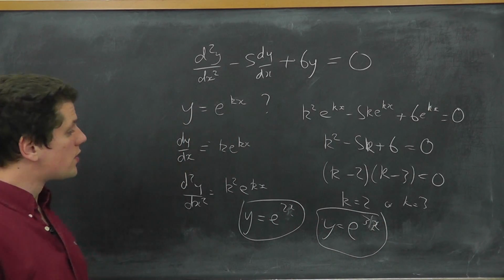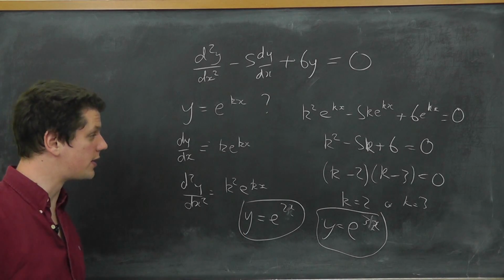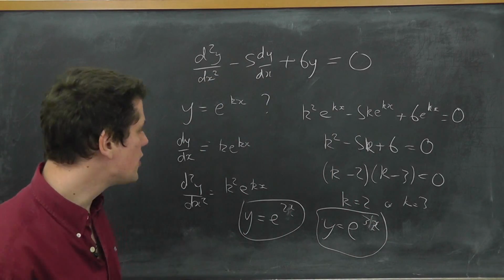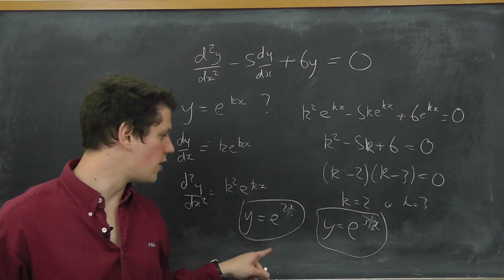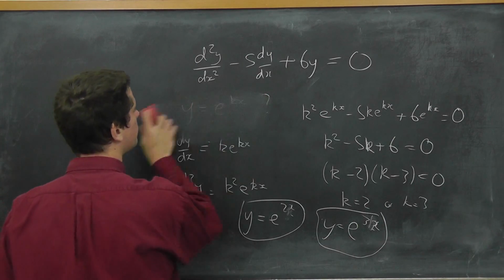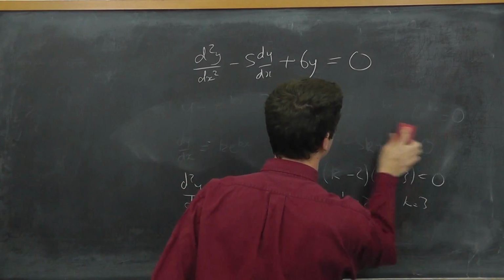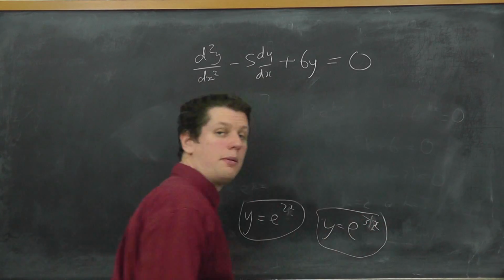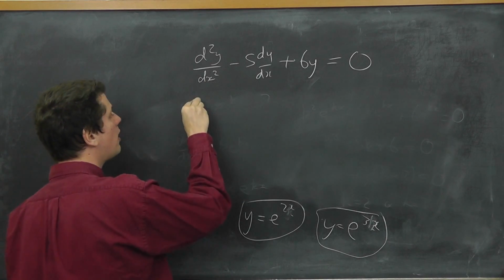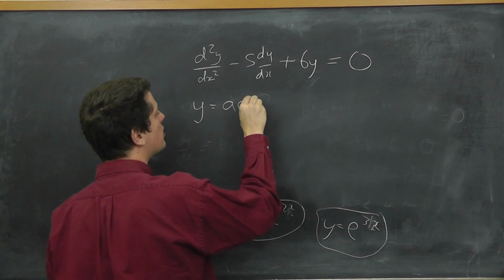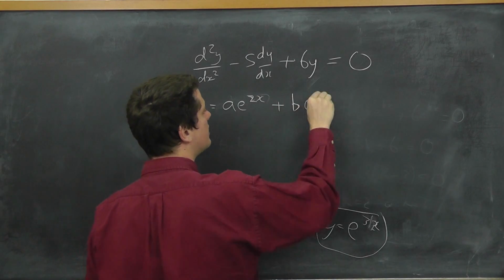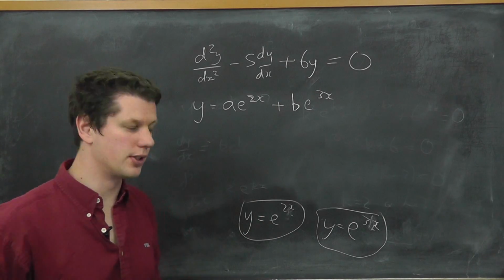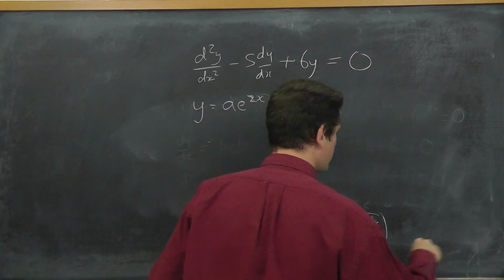That's only two solutions. We should ask ourselves, can we find more? Are those the only solutions? Are there more lurking? And in fact, there are many more out there. What we can do is take linear combinations of these two solutions. What I mean by linear combinations is if we try y equals a e to the 2x plus b e to the 3x, so some multiple of this solution plus some multiple of this solution, then we're going to get a solution to this differential equation as well.